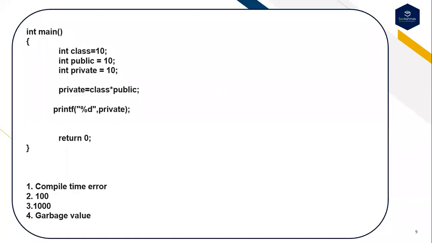This is the second question. int class is equal to 10, int public is equal to 10, int private is equal to 10, private is equal to class into public, printf %d followed by private, and predict the output of this code. First option is compile time error, second option is 100, third option is 1000, and the fourth option is garbage value. You can pause this video and predict the output of this code.